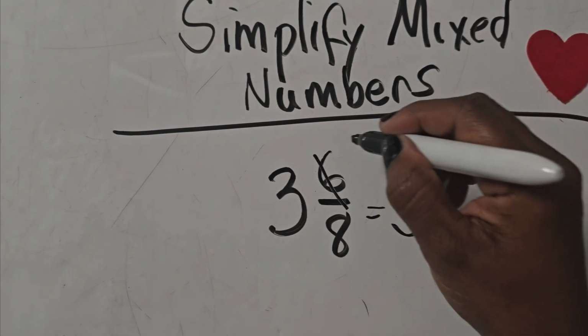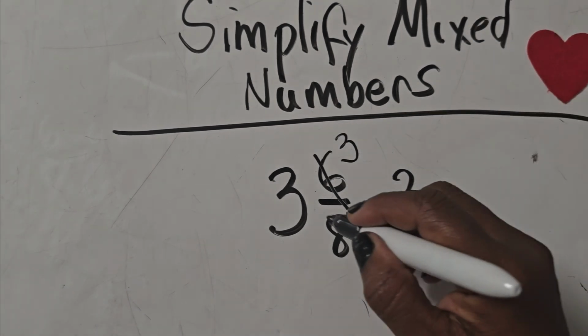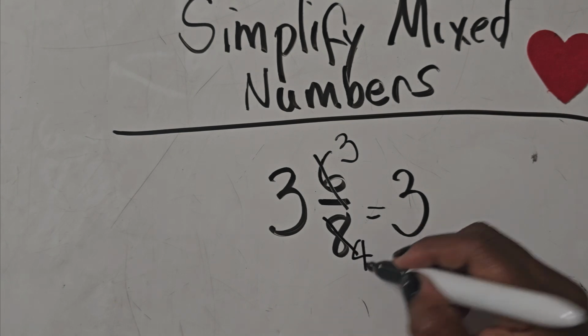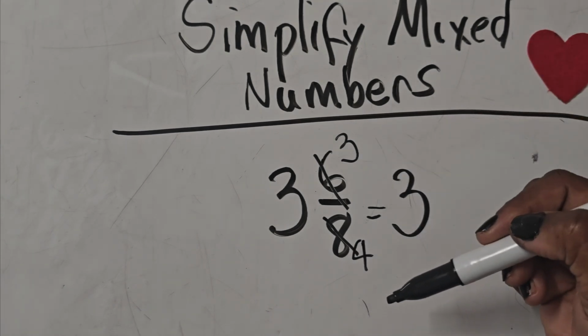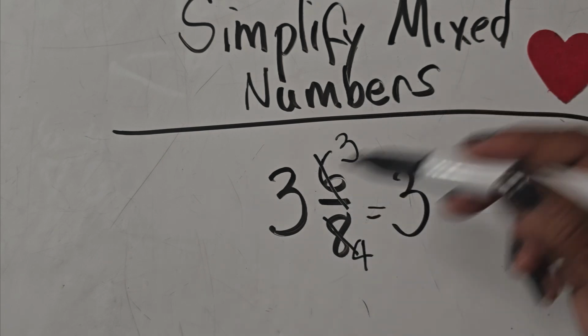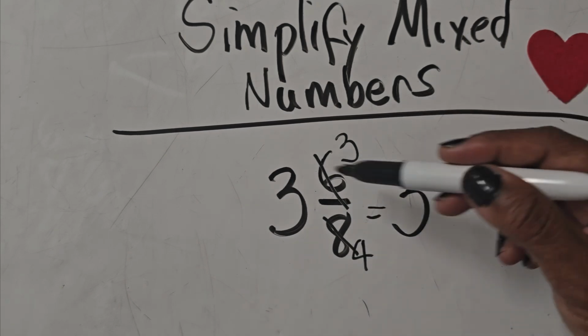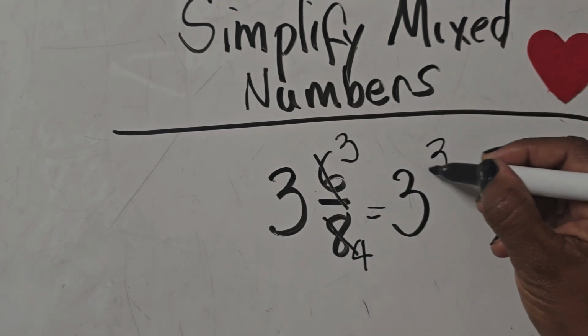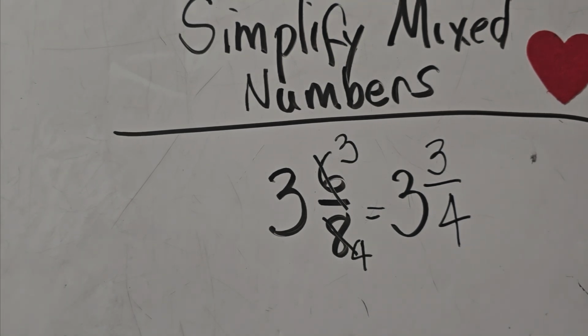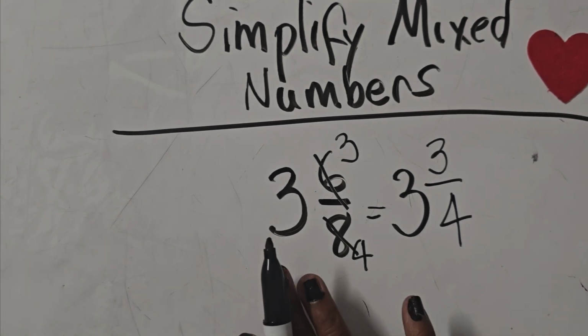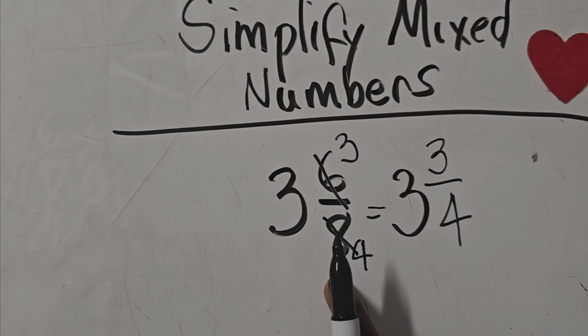2 goes into 6 3 times, and 2 goes into 8 4 times. So 3 over 4 is the same as 6 over 8. So my new simplified mixed number is 3 and 3 over 4. Alrighty, you just got to practice it. You leave your whole number, and you think of what you need to reduce that fraction.